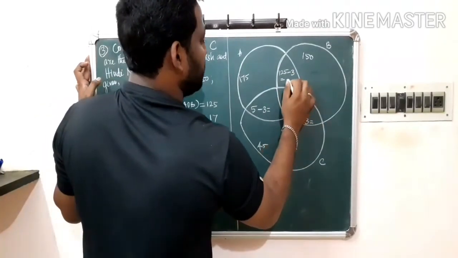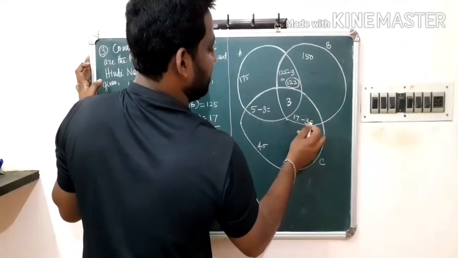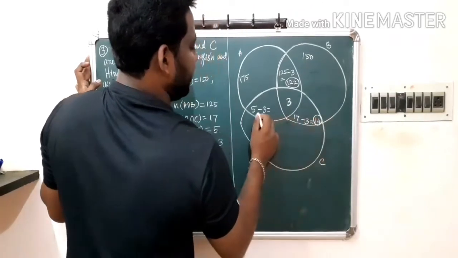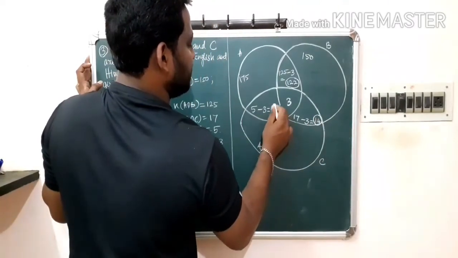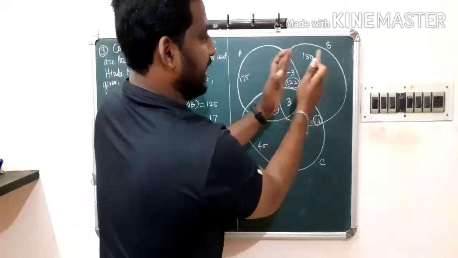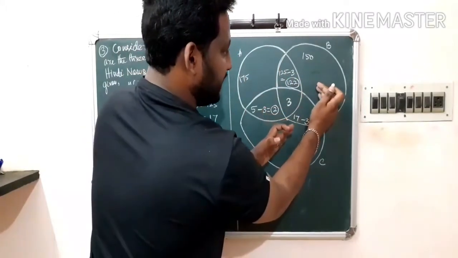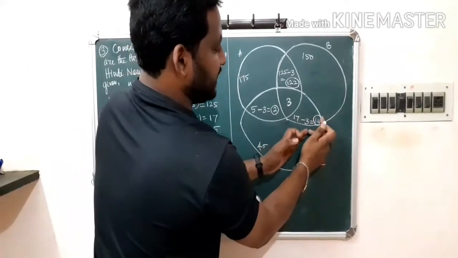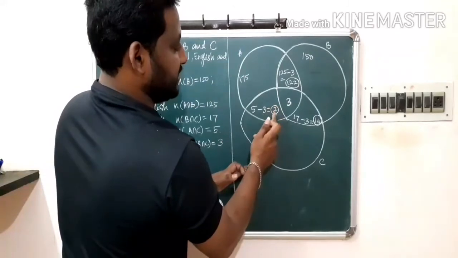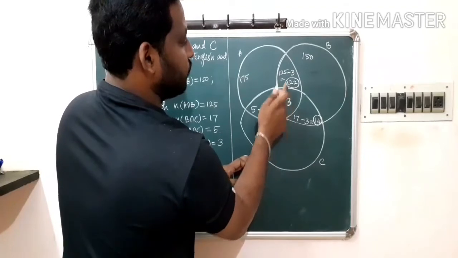125 minus 3 is 122. And 17 minus 3 is 14. And 5 minus 3 is 2. Which means those who are getting only Tamil and English newspapers are 122 families. Those getting only English and Hindi newspapers are 14. Those getting only Tamil and Hindi are 2 families. Okay, clear? So now we add 122 plus 3, 125.